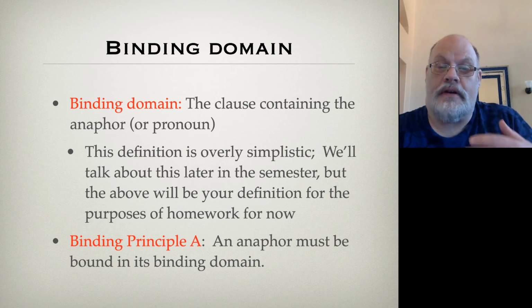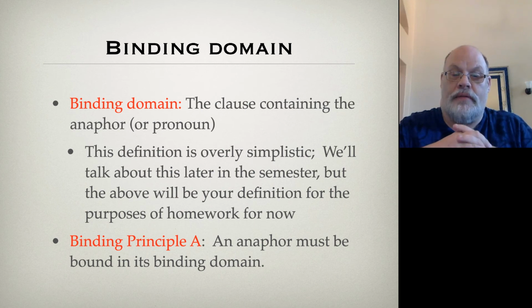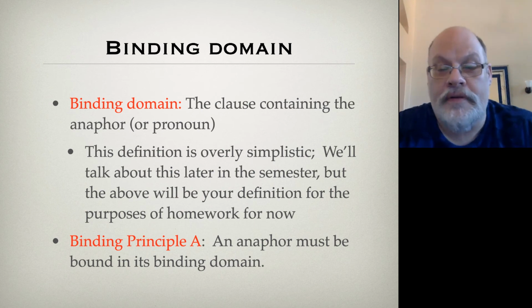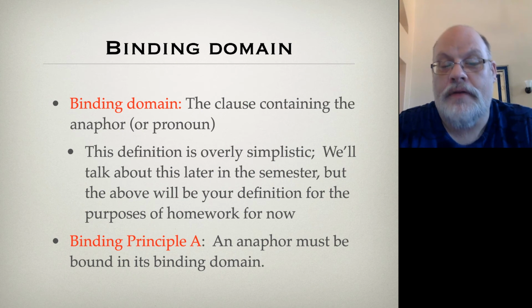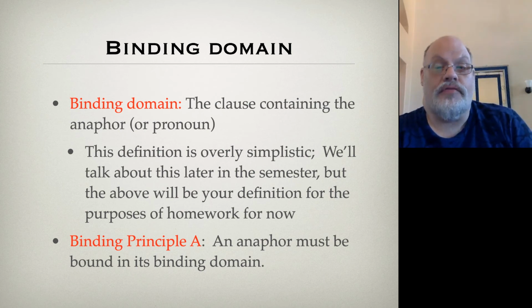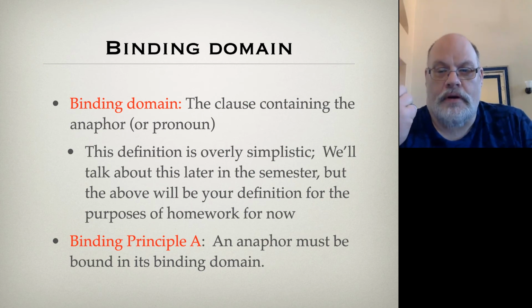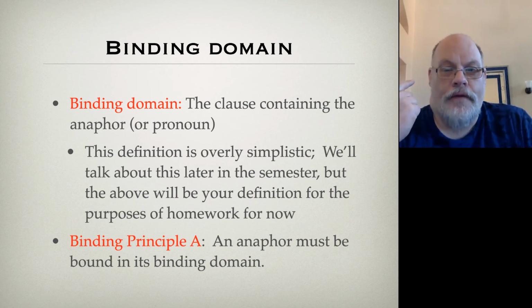If you can identify the clause containing the anaphor, you must find its antecedent within that domain. So we're going to revise binding principle A a little bit to include this terminology, the binding domain. An anaphor must be bound in its binding domain. So there are really three conditions here. Anaphors need an antecedent. So they need something that they're going to be co-indexed with. Anaphors need an antecedent that C-commands them, right?